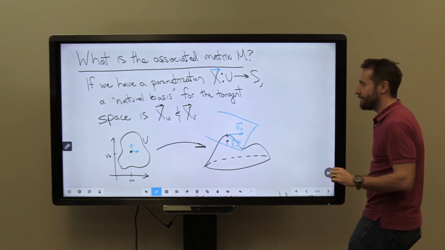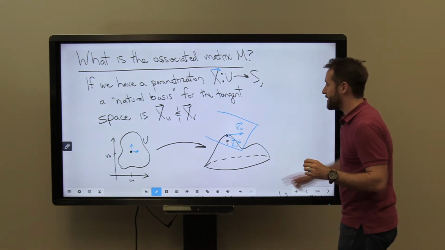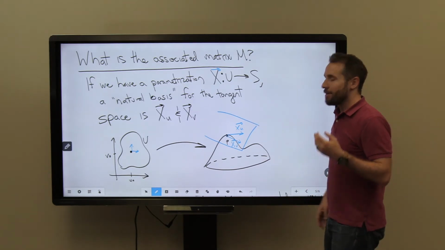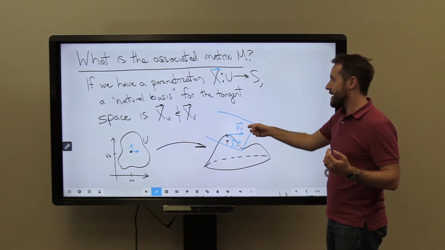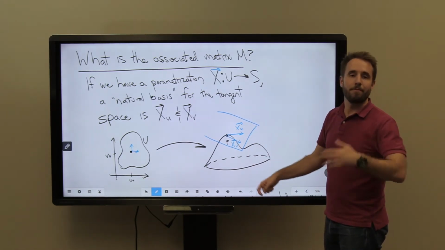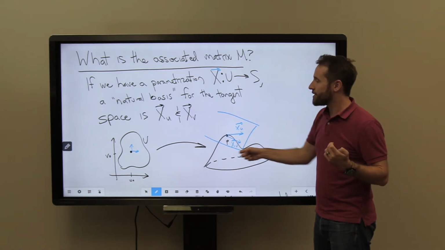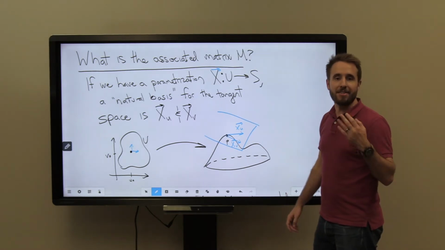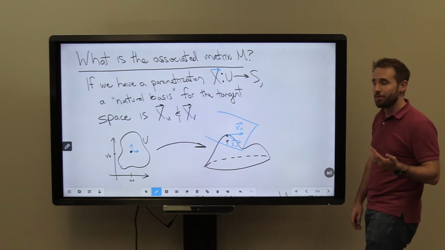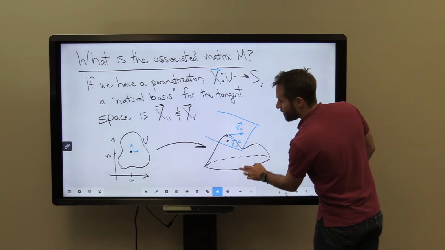My tangent plane to the surface at this point can be nicely described by using these two vectors, x sub u and x sub v, as a basis. And all I mean by that is that any vector in this space over here can be described as a linear combination of x sub u and x sub v.